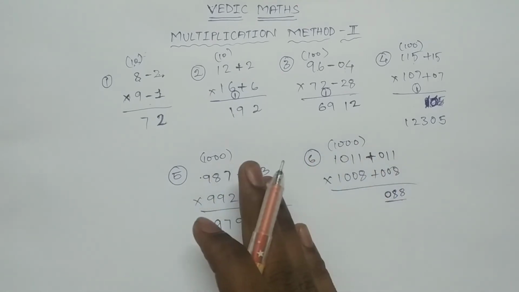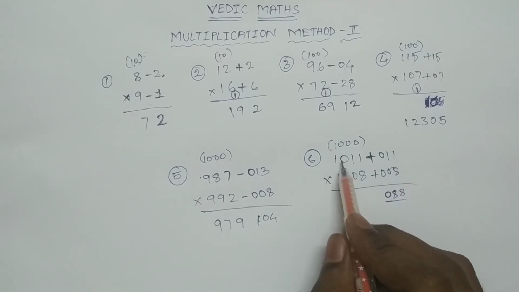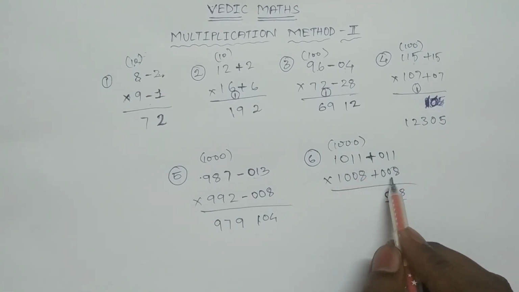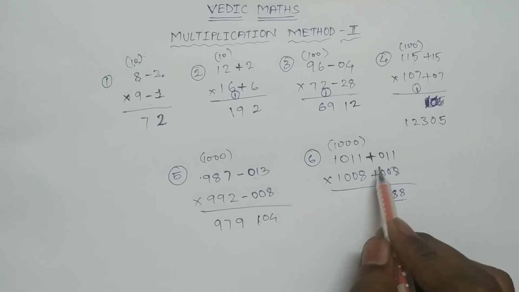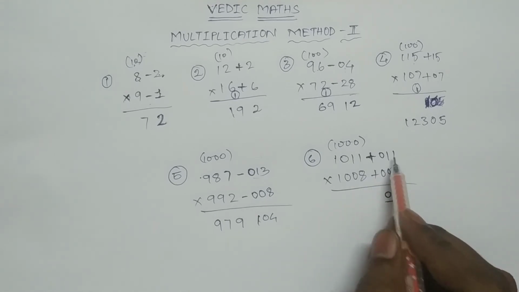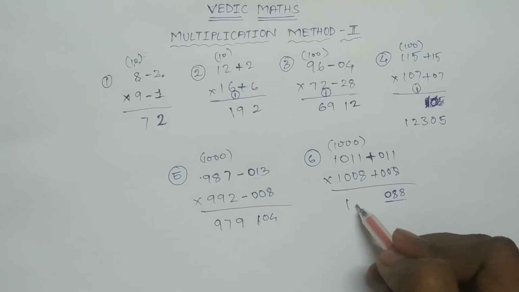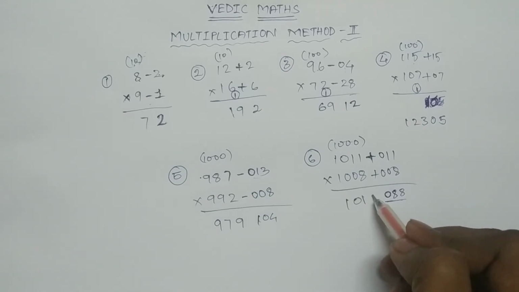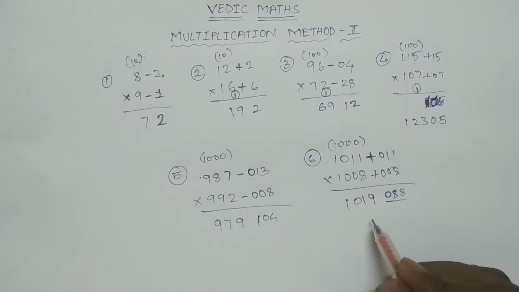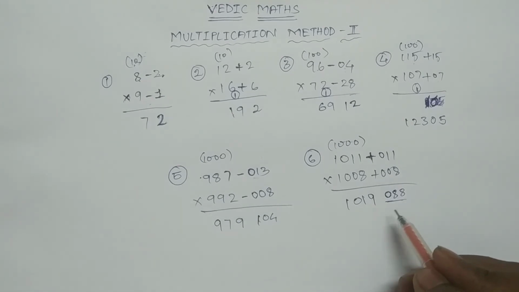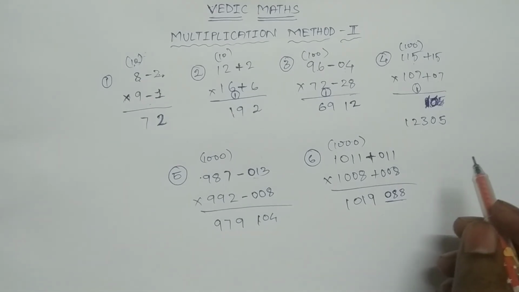Now for the left side answer you have to add 1011 plus 8, or 1008 plus 11. If you add 1011 plus 8, it is 1019. The answer is 1,019,088.